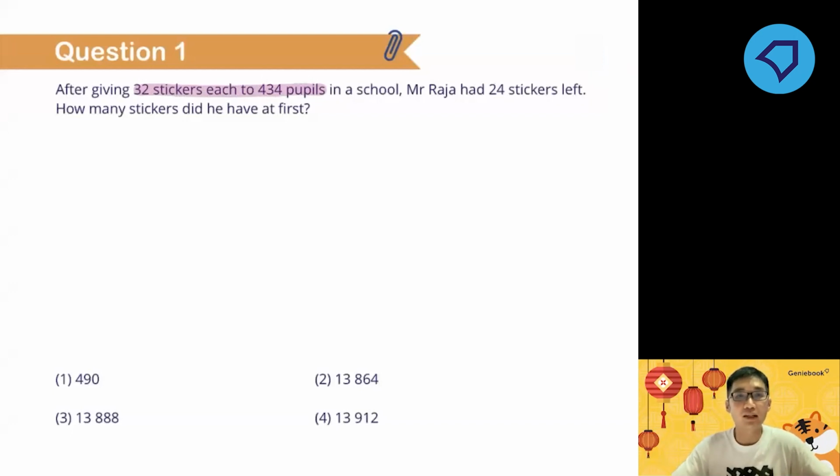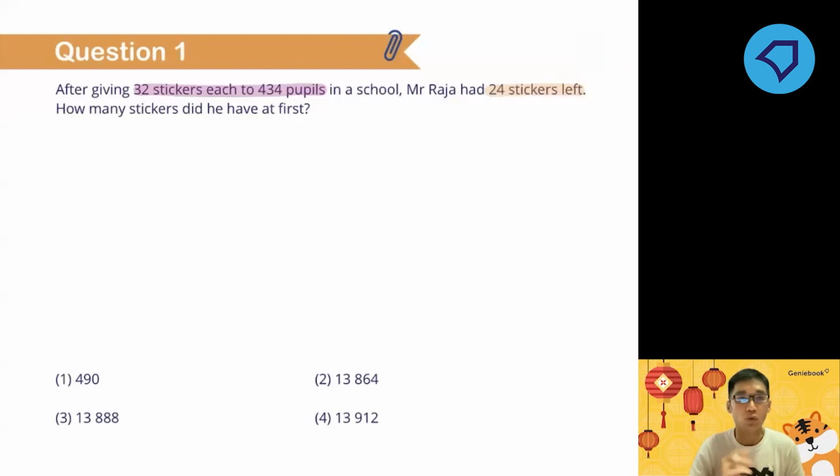Now, after giving 32 stickers each to 434 pupils, what did Mr. Raja have left? He had 24 stickers left. So we have two very important clues here. When you're looking at word problems, I want you to analyze and try to understand what each clue is trying to let us find out first.